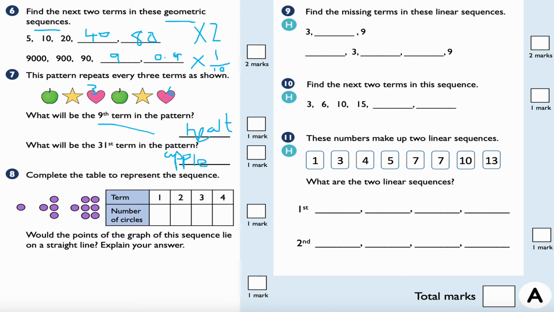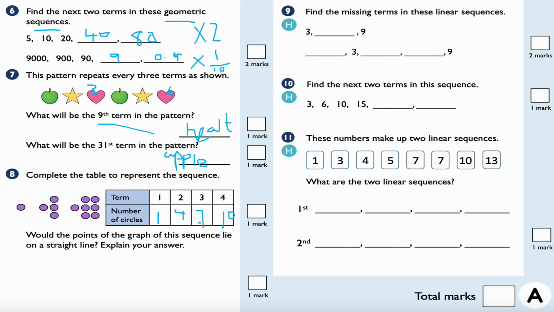Okay, this is question number 8, guys. Complete the table to represent the sequence. I've got 1 there, I've got 4, okay, I've got 7, and I've got 10. Okay, would the points on the graph of this sequence lie on a straight line?